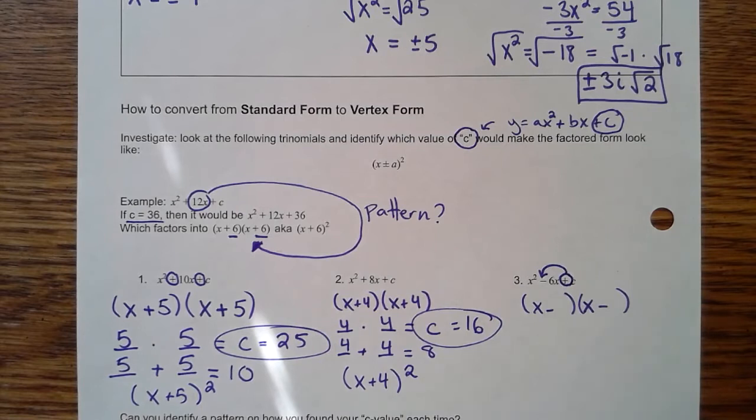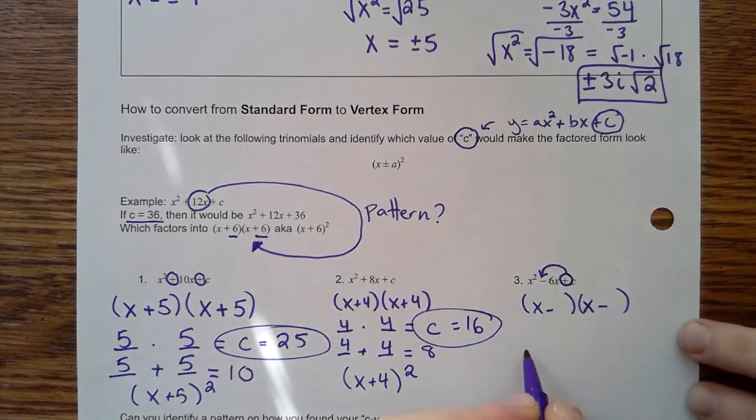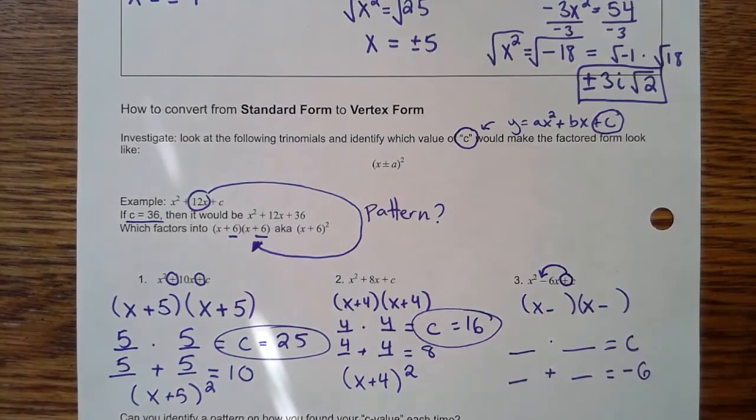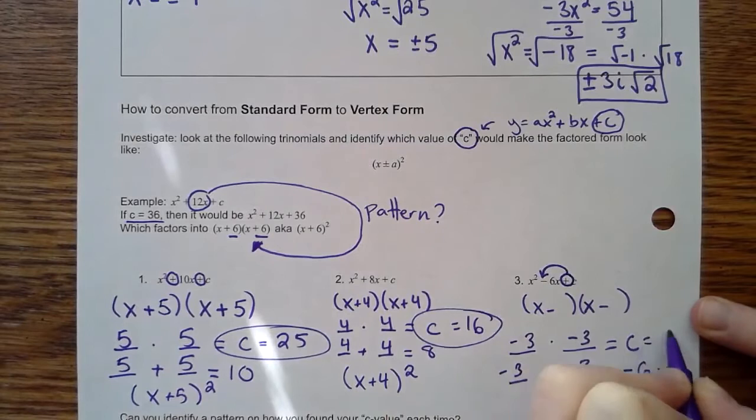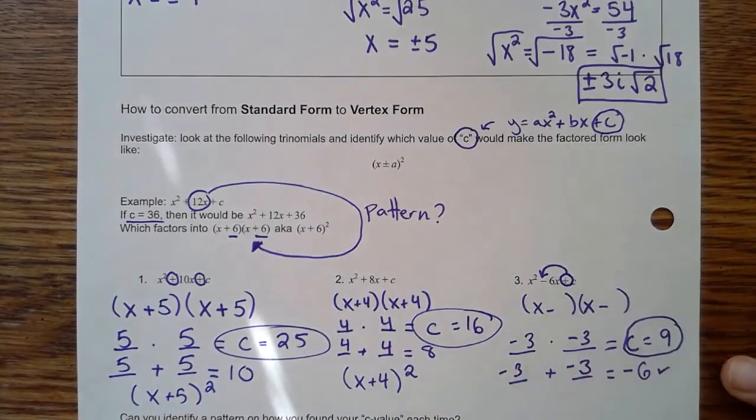So we are trying to add to -6 and multiply to C, but we need the numbers to be the same. Okay, well, now let's see if this works. -6 divided by 2 is -3, and -3 plus -3 is -6. That works. And then this would be +9. So we get x minus 3 squared. Cool.